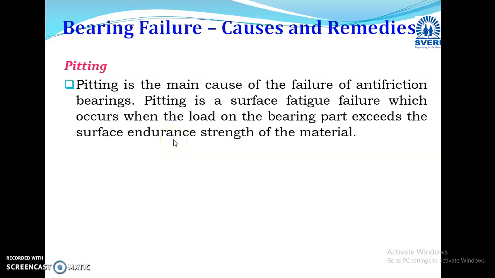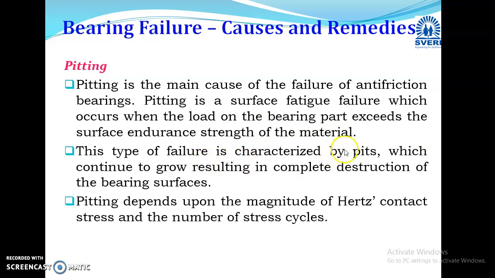One of the very common wear types, observed in gears and also in bearings. Pitting is the main cause of failure of anti-friction bearings. Pitting is a surface fatigue failure which occurs when the load on the bearing part exceeds the surface endurance strength of the material. This type of failure is characterized by small pits which continue to grow and result in complete destruction of the bearing. Pitting depends upon the magnitude of Hertz contact stress and number of stress cycles.